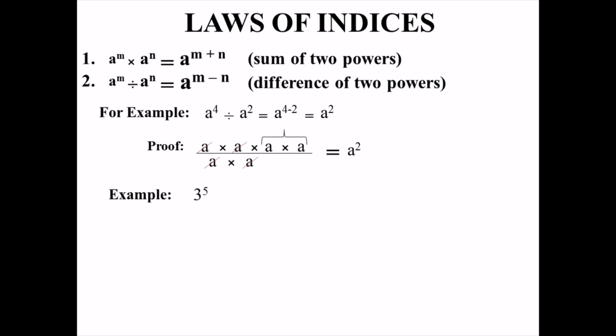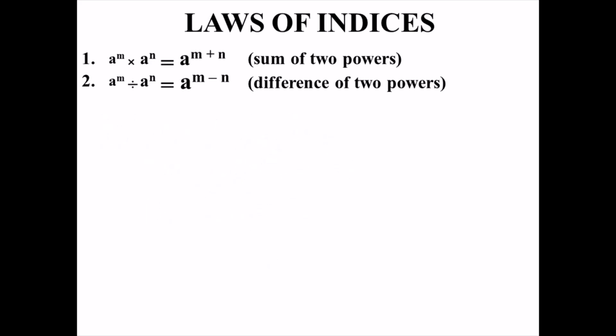An example of it, if you have 3 raised to 5, you divide by 3 raised to 3. This translates to 3 raised to 5 minus 3, and 3 raised to 5 minus 3 translates to 3 raised to 2, and 3 raised to 2 translates to 9. So that is the second law that deals with the difference of two powers.